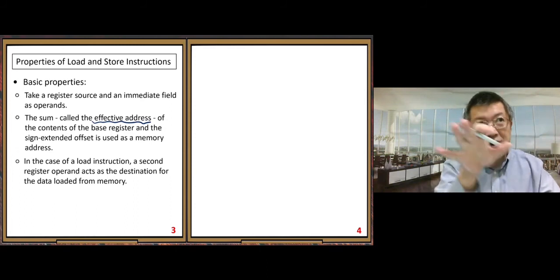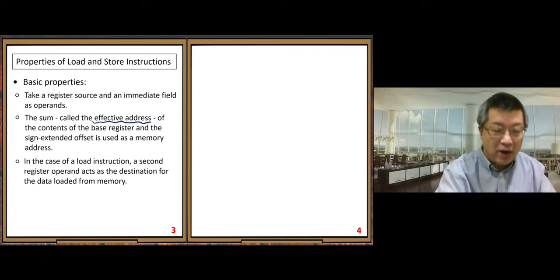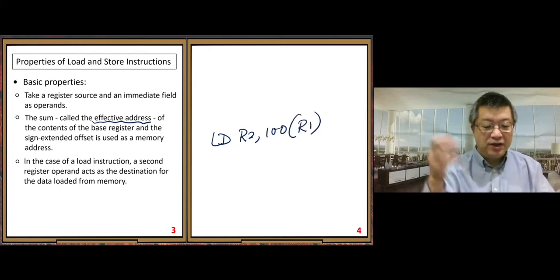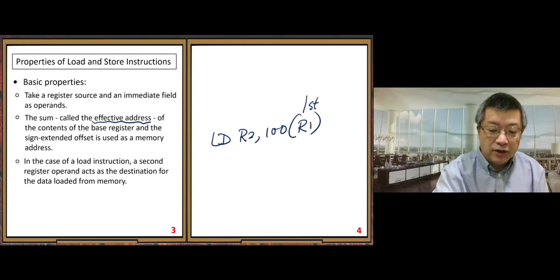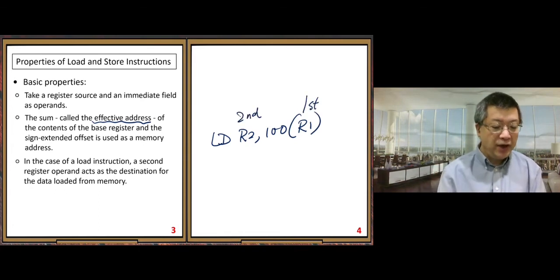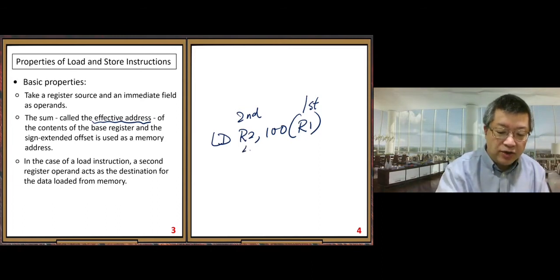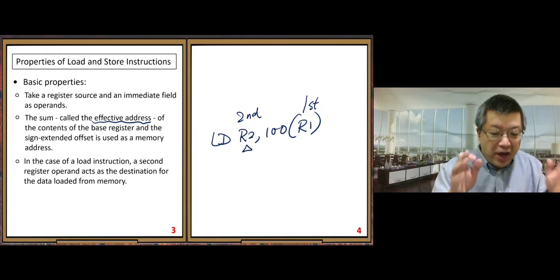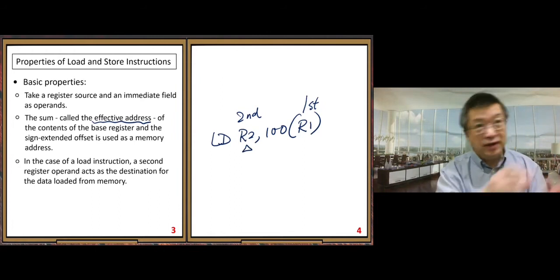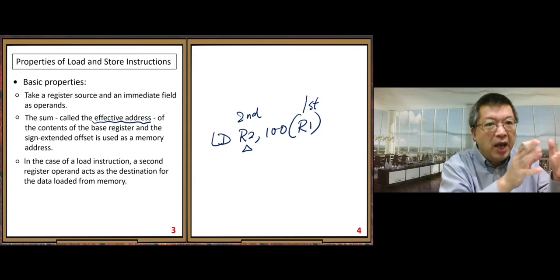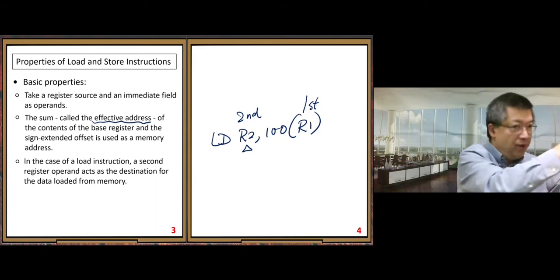first, second, right? So try to imagine that. If I write an example, that's very easy: Load R2, comma, some displacement number, R1, right? Things like that. First, second, okay? A second register operand, this one, acts as a destination. So we call it the destination field, right? Acts as the destination for the data loaded from the memory.